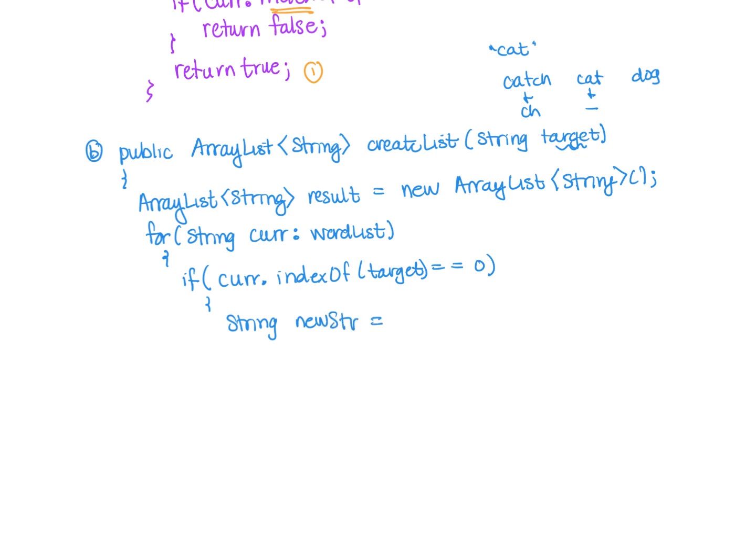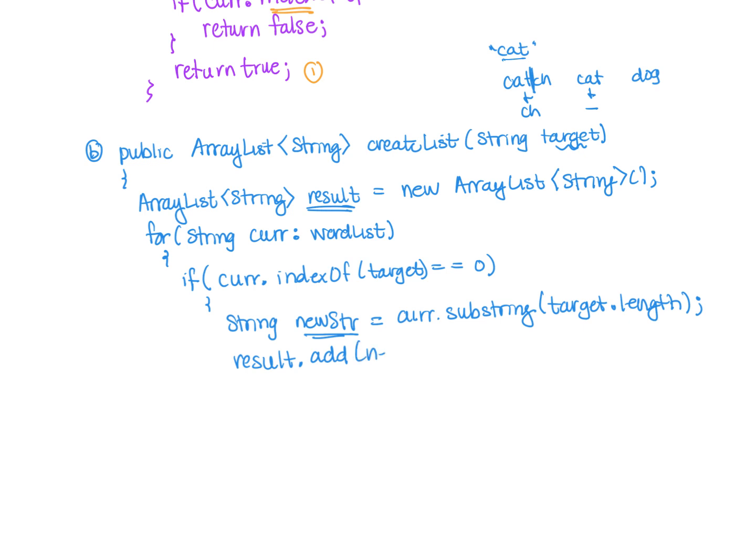So our string is going to be our new str, which is going to be current.substring. And we're going to start it after the end of the length of the target. Because notice here the target here is 3. It's got 3 pieces, so we want to start it right there. So we're going to do it at substring at target.length. Then we're going to add this new substring to the result. So result.add our new string.